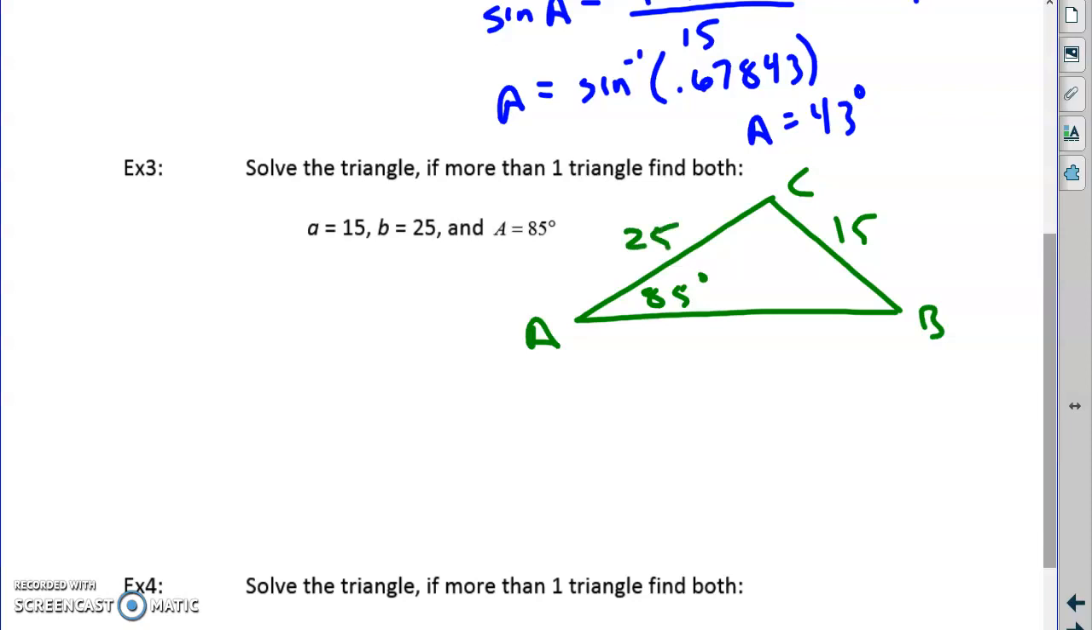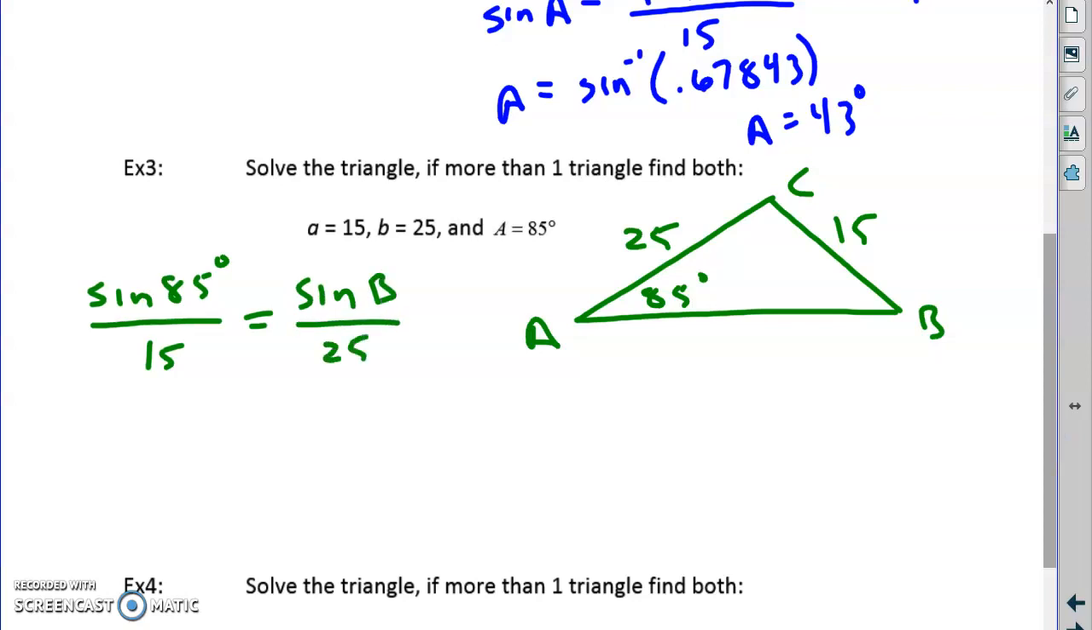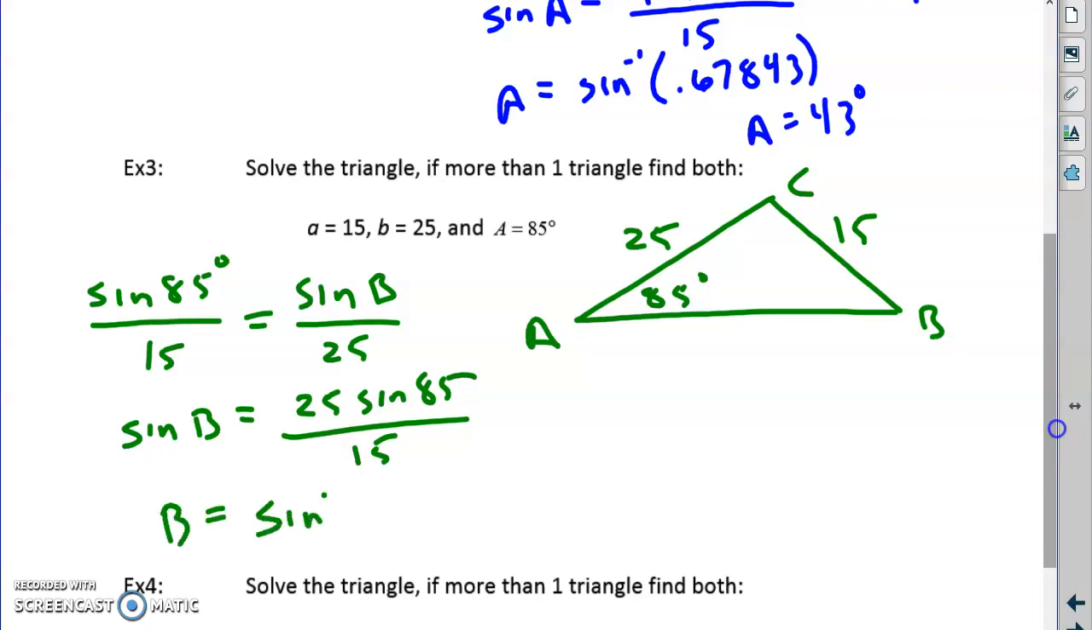Let's create a law of sines equation. Sine of 85 over 15 equals sine of B over 25. Cross multiply. Sine of B equals 25 sine of 85 over 15. B equals sine inverse of 1.6603. Problematic. No triangle possible.